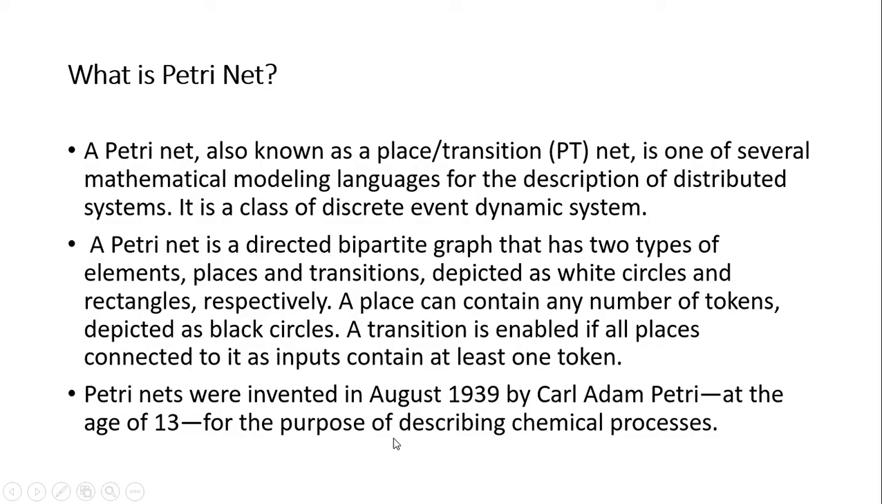And last, here is a history of Petri Net. Petri Nets were invented in August 1939 by Carl Adam Petri at the age of 30 for the purpose of describing chemical processes.